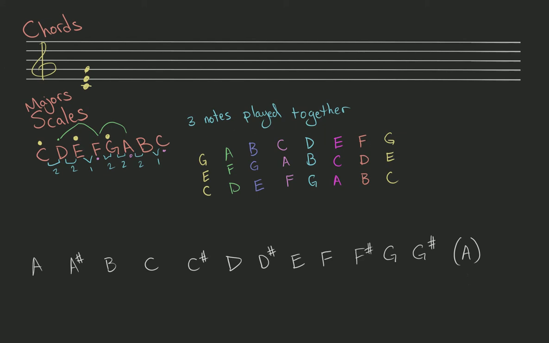And on the keyboard, or I'm sorry, on the staff, it would look like this. D would be here, F and A, just like that. E, G, B, E would be here, E, G, and B. F, A, and C with this color, F, A, and C, and so forth. This is useful, I promise. So bear with me while I fill these in.